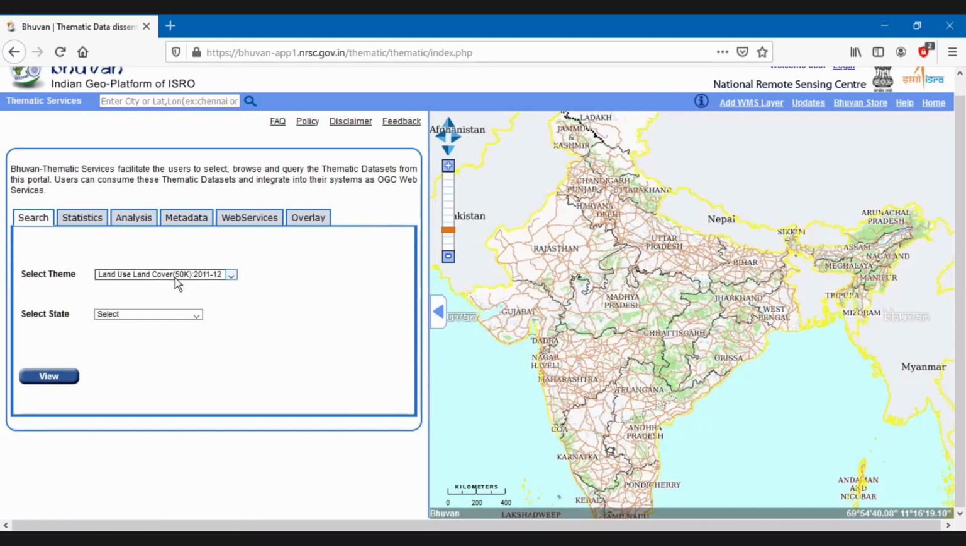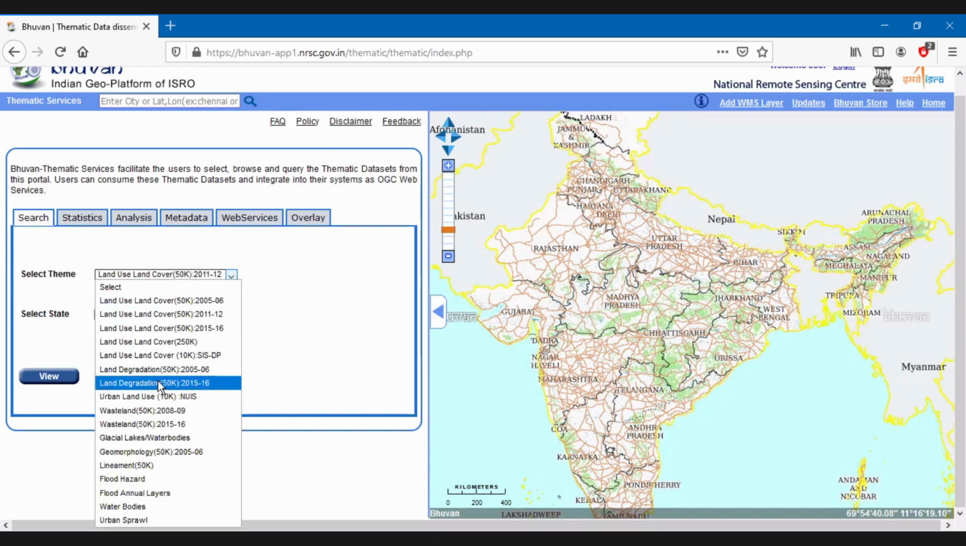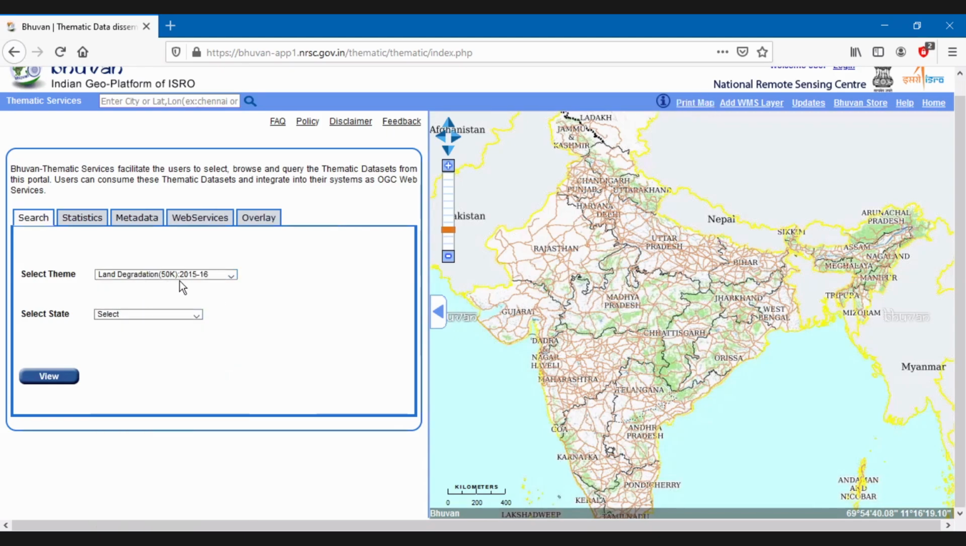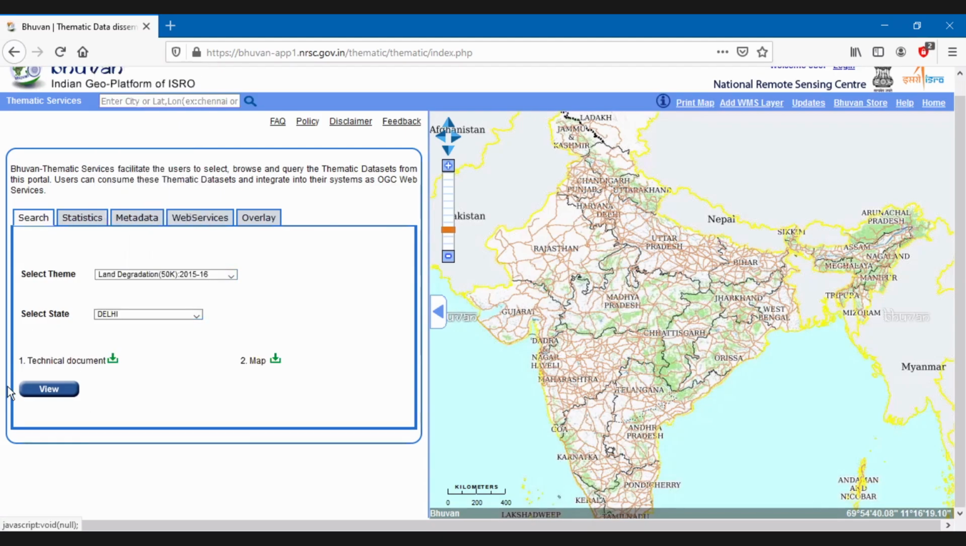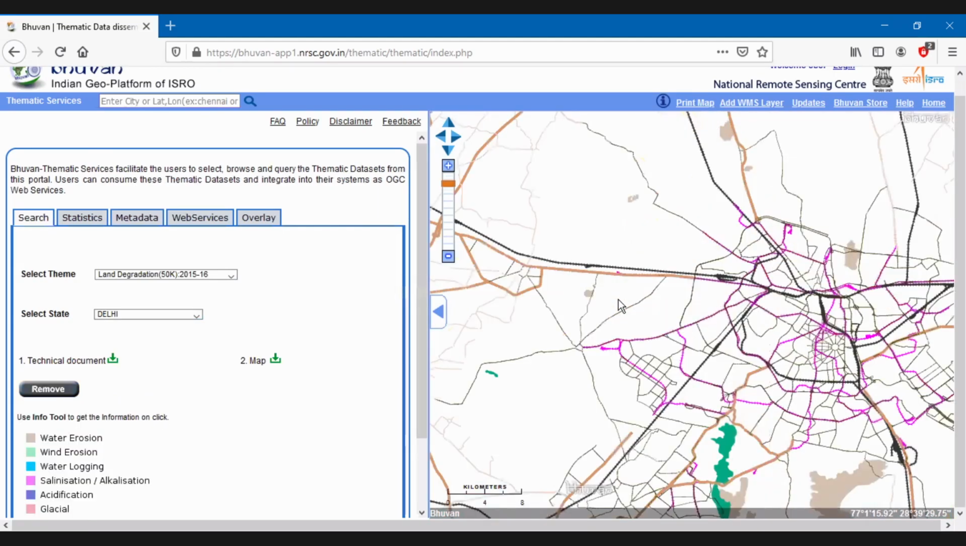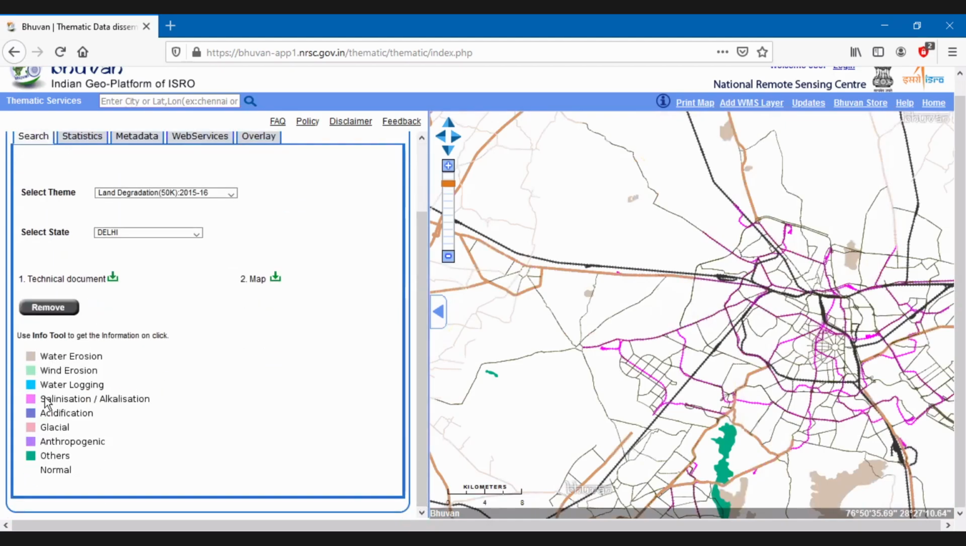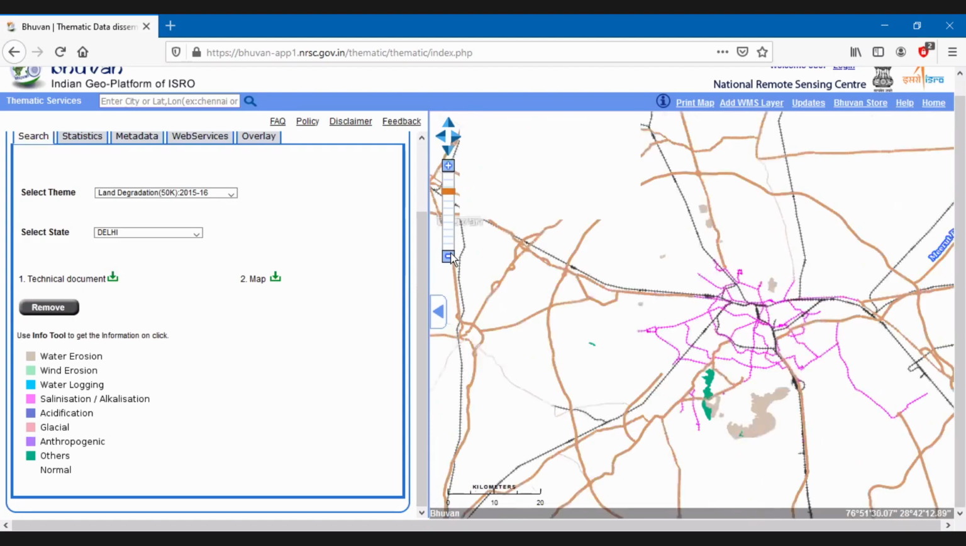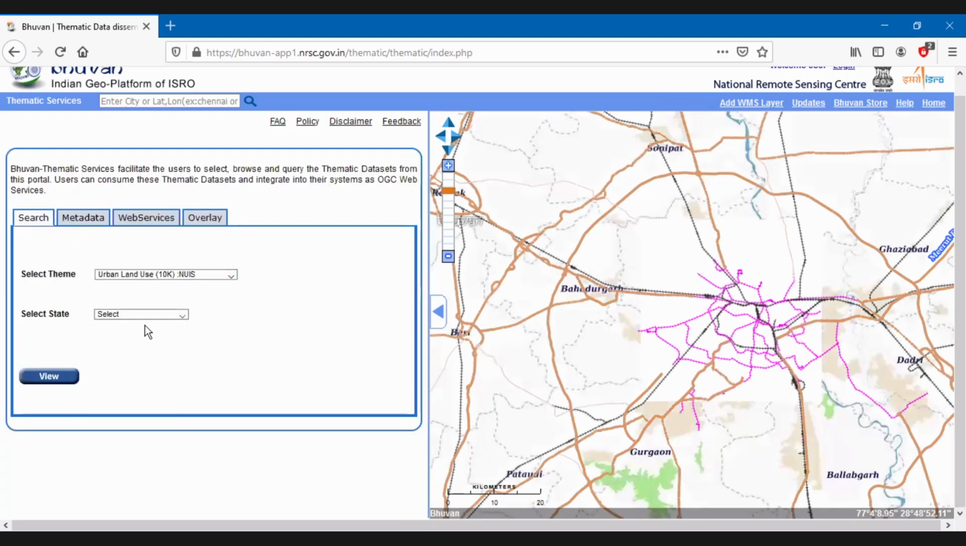Let me see if I have taken this land use cover, or let's just say let's look at land degradation of 2016. Okay, land degradation 50K 2015-16. So let's just say Delhi. Okay, so this is how you can see salinization or alkalization. So this pinkish image. If I zoom it down, then you can see the changes. There are other factors also. Urban land use, this is also one thing.